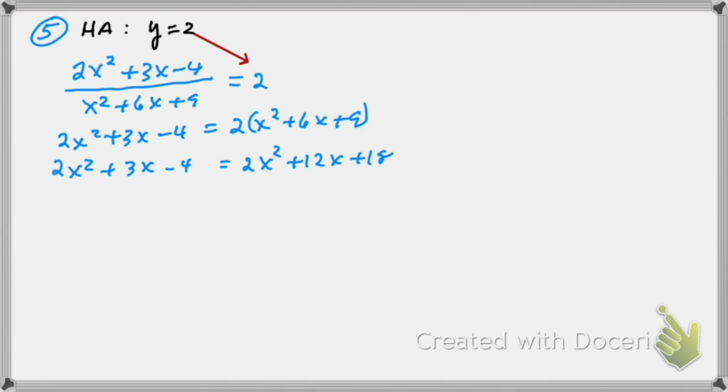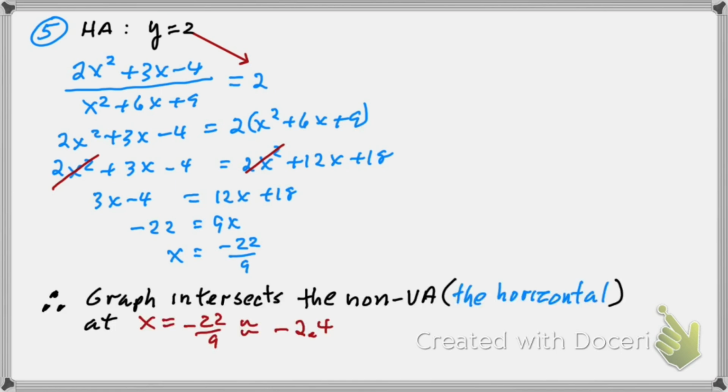Distribute that 2 across everything. And then the next thing I do is see if anything will cancel out. Well, those 2x squares will, which leaves me with 3x minus 4 equals 12x plus 18. I do a little algebra 1 on it here, and I get 9x equals negative 22, or said another way, x equals negative 22 over 9. So when you divide negative 22 by 9, you get about negative 2.4. So that's where our graph is going to intersect that horizontal asymptote.